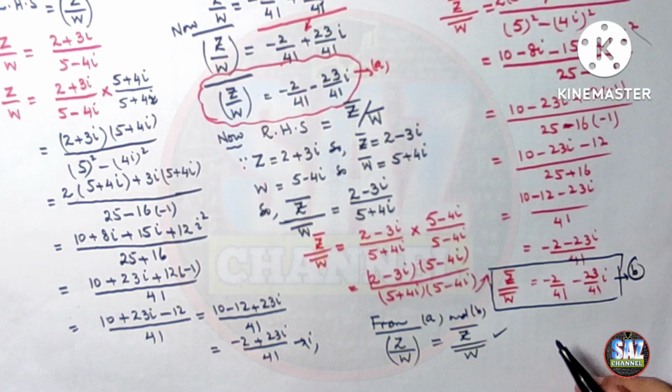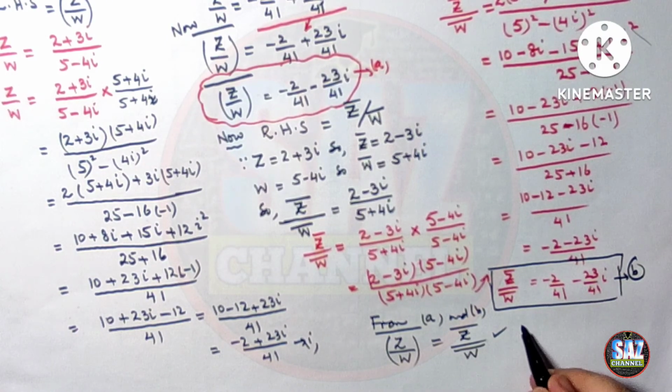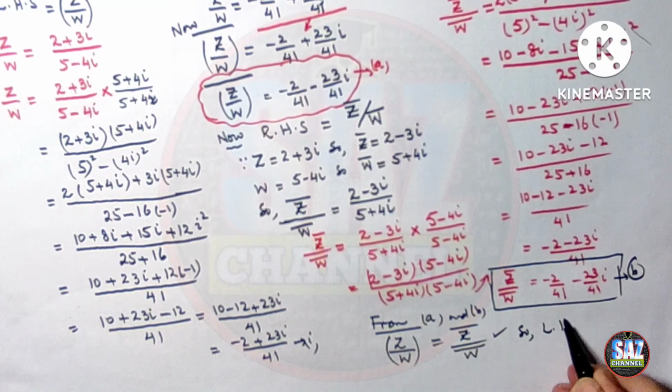This question can come in your objective paper as well. For the multiple choice, that (Z/W) whole bar equals to what? So, you have to learn this result by heart as well, and it can come in your long questions as well. So, you should have good practice of this question. So, left hand side equals to right hand side.